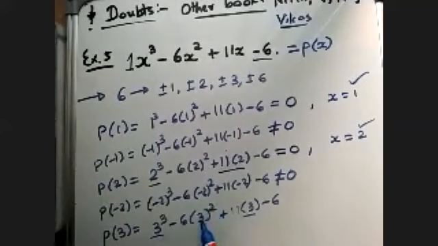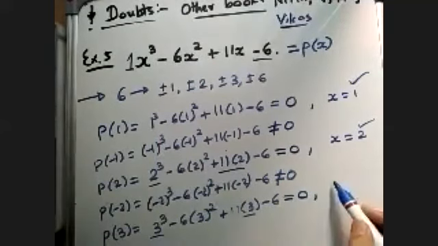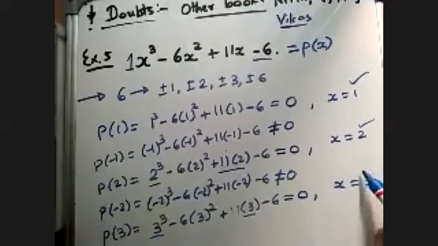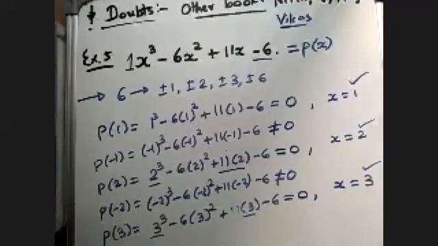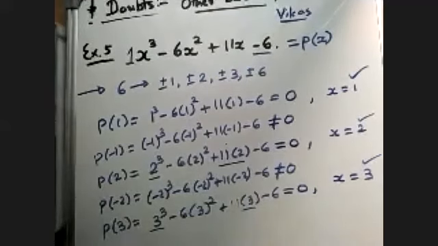3 square is 9. 9 6s are 54. 54 minus 6 is minus 60, which is equal to 0. So the third root is x equal to 3. And since its degree is 3, it has only 3 roots, or maximum 3 roots. So here we got x is equal to 1, x is equal to 2, and x is equal to 3. In the earlier case, roots were x is equal to minus 1, minus 2, and minus 3.